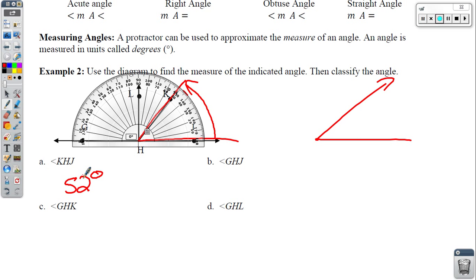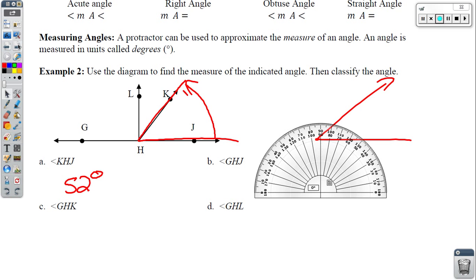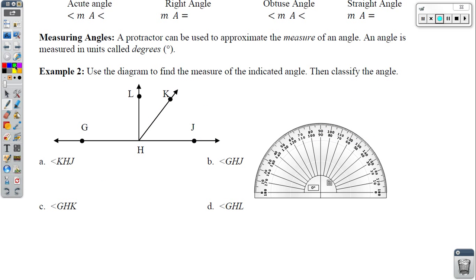All right, if we want to measure angle GHJ, so that starts here, GHJ, with the vertex in the middle there. Well, that one we don't really need a protractor for. That's a straight angle. That's going to be 180 degrees.